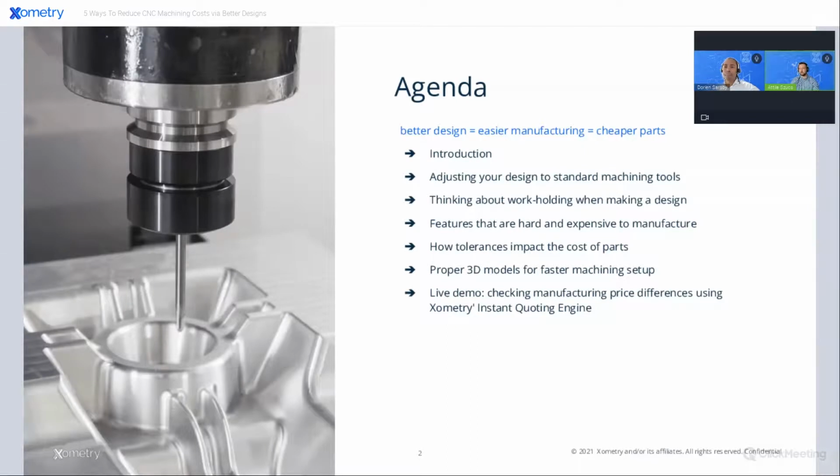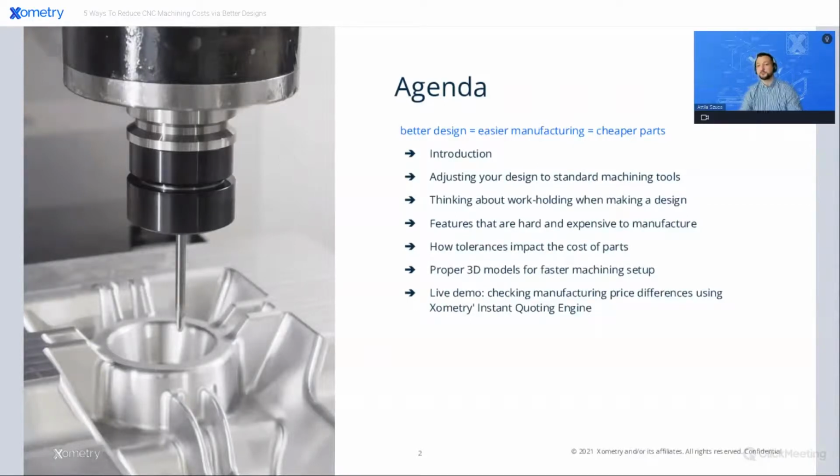I'd like to go through the agenda. Today we're going to be talking about adjusting your design to standard machining tools. So basically, what is the standard tool for CNC machining, and what do you need to be aware of? Thinking about work holding when making a design: what are the simple or standard ways to hold your part, and how do you need to think about it when you make your design? And features that are hard and expensive to manufacture.